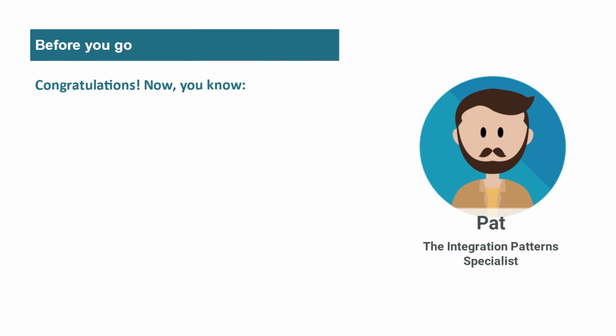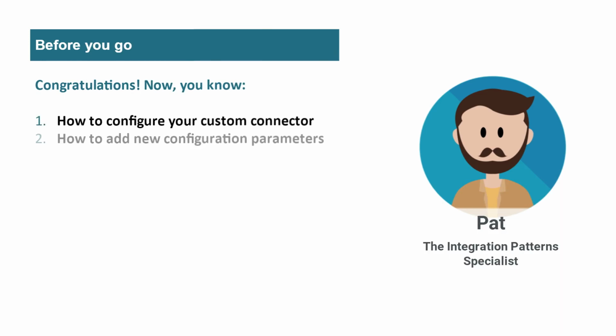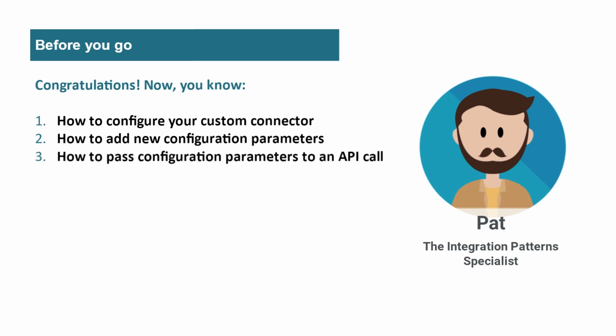Congratulations. Now you know how to configure your custom connector, add new configuration parameters, and pass them on your API call. This new connector could be shared with the rest of your company using AMPLIFY Unified Catalog. Please follow coming courses to know more about Integration Builder. The next one is how to instantiate and test a connector.